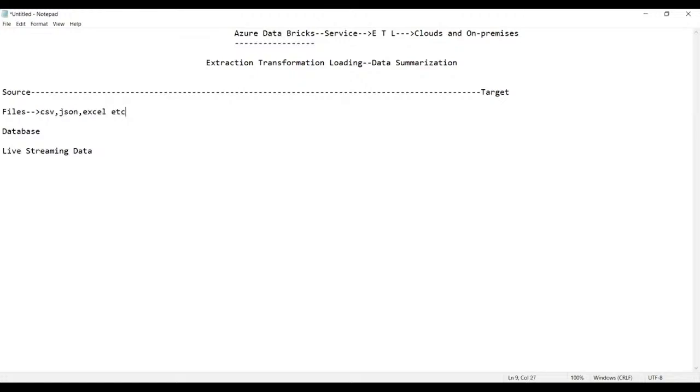So what we do is, ultimately we pull in the data into this ADB, that is called Azure Databricks. This is called the process of data ingestion. Once we pull in the data, what do we do? Pulling in the data is a process of extraction.